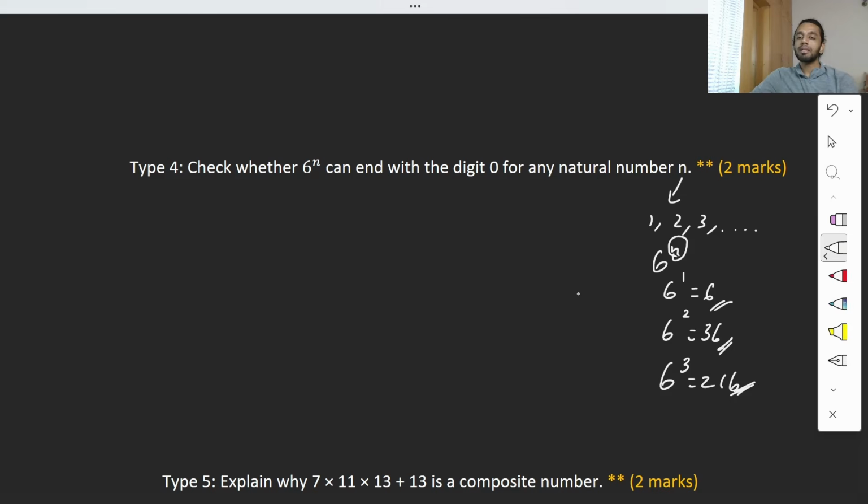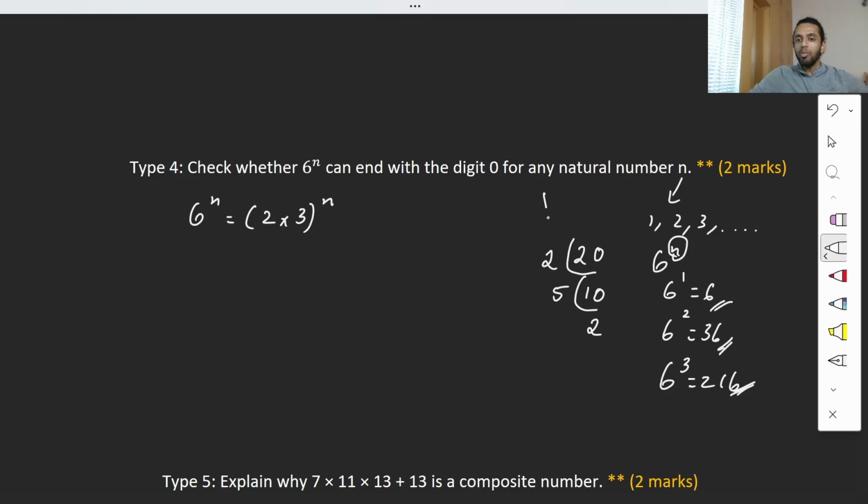Now, bringing our attention back to another concept. If a number ends with the digit 0, say for example 20, then for sure the number will have the factors 2 and 5 at least once. As you can see here, it will have the factors 2 and 5 at least once. So now what do we write is 6 power n. The only factors of 6 are 2 and 3. So 6 power n can be written in the form of 2 times 3.